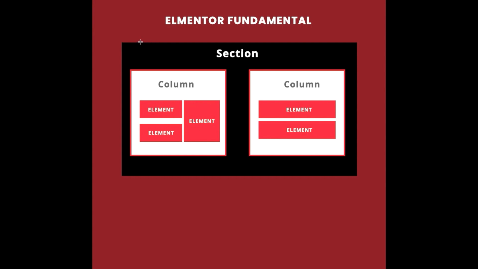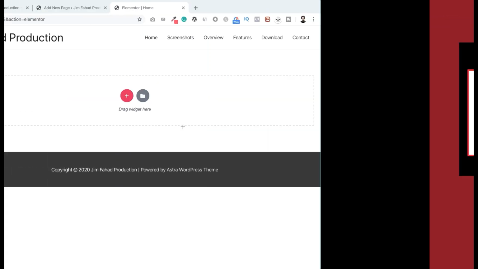Okay, so the section is the most outer thing. Then inside of a single section, you can take multiple columns. And inside of a column, you can take multiple elements or widgets. Really very easy concept, and this is all you need to understand. Okay, let's now go back to our real page builder.